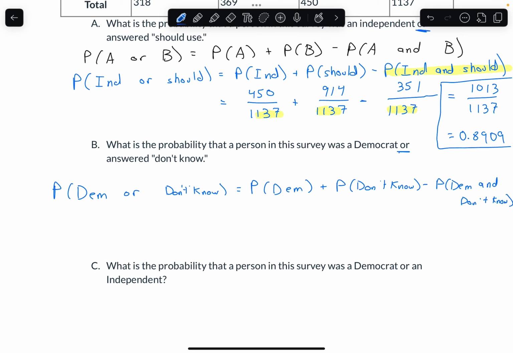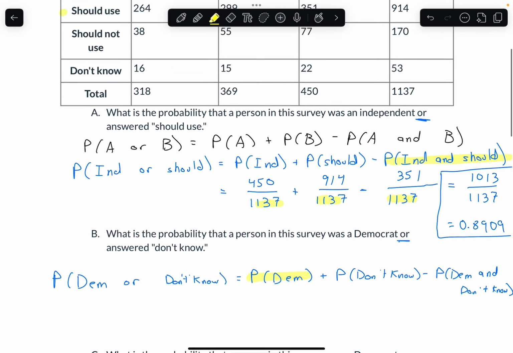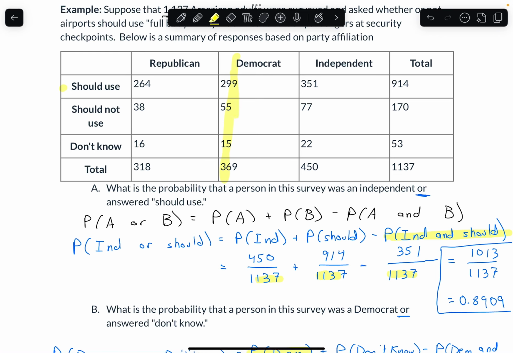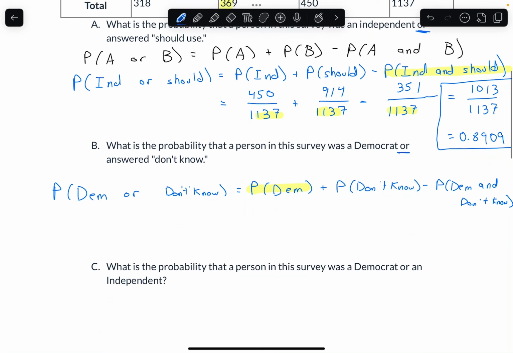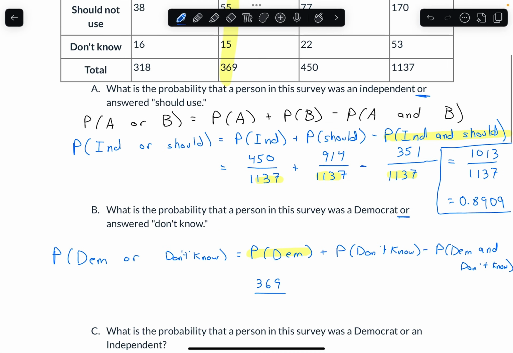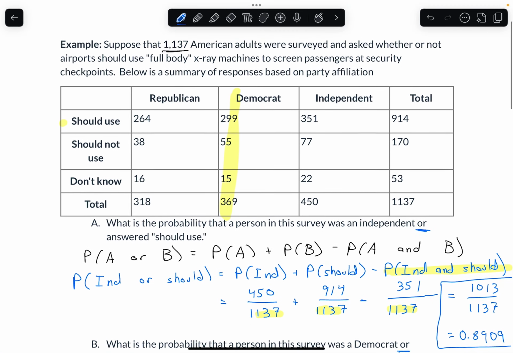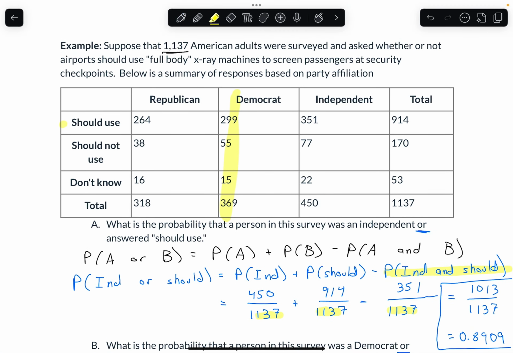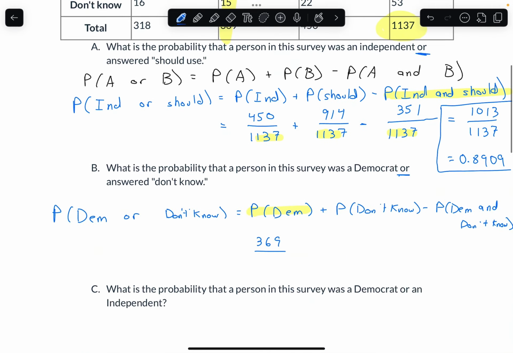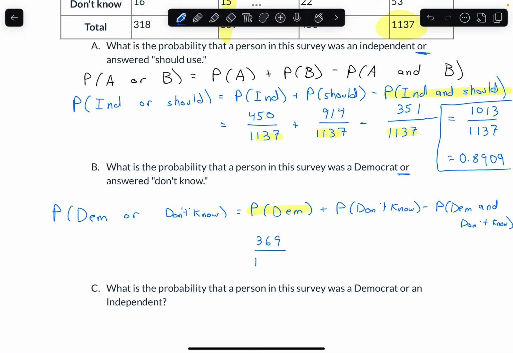All right, so starting with the probability that they were a Democrat, looking at this case first. For my Democrats, I have 369 of those individuals divided by, again, I'm selecting from my total group, and if I go back and look up at my total group, that was 1,137 of those individuals. So I have 369 divided by 1,137 plus the probability that they said they don't know.